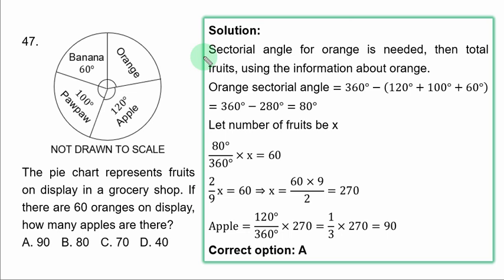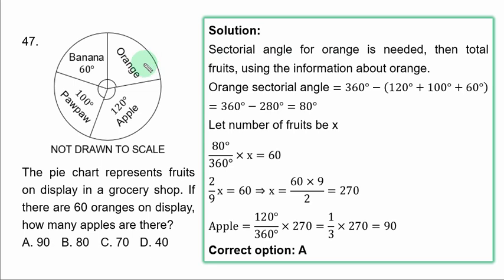Question 47. The pie chart represents fruits on display in a grocery shop. If there are 60 oranges on display, how many apples are there? So the information about orange should help us to get the total fruits before we can get how many apples are there. To start with, the sectorial angle for orange is needed.